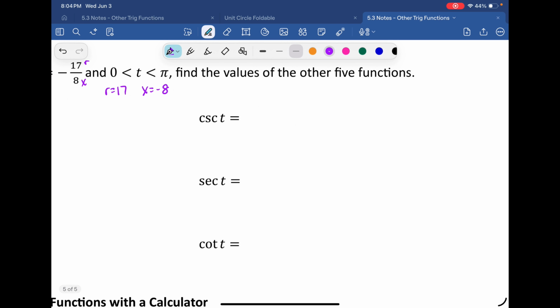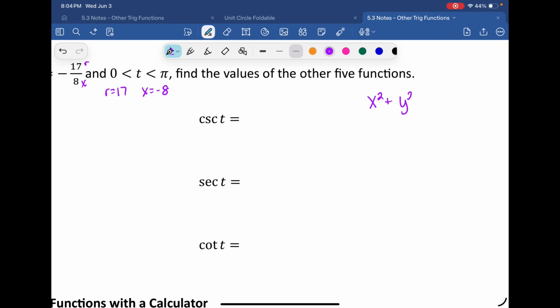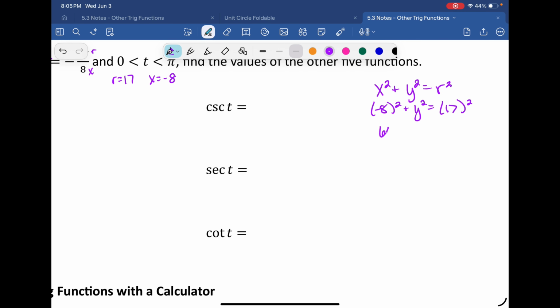So we're going to use Pythagorean theorem, x squared plus y squared equals radius squared. So we know x is negative 8. Radius is 17. So 64, 289. If we subtract 64, that's 225. And then take the square root of both sides. Y is plus or minus 15. I have to figure out which one is the right answer. Is it the positive 15 or is it the negative 15?